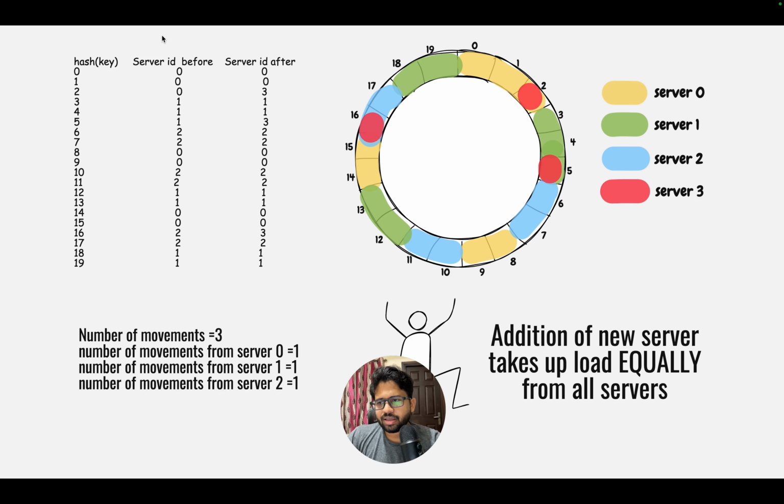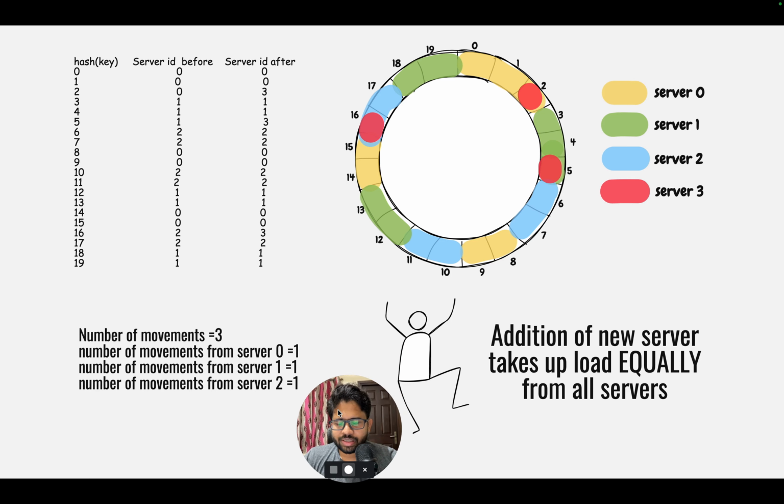So you can see these are the hashes from 0 to 19. The server IDs before were the ranges which are assigned using the colors here. And when I added a new server, the only rebalancing that needed to be done was for block 2, block 5, and block 16. Here, these are the 3 rebalancings you needed to do, and the number of movements was 1 from each server.